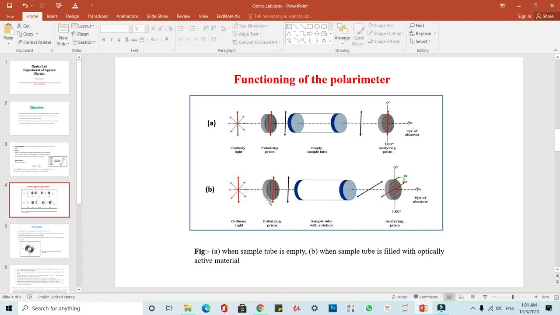But when the sample tube is filled with an optically active substance, as shown in figure 2b, the plane of polarization of the emergent polarized light changes. So we have to rotate the analyzer prism so that its plane of polarization coincides with the plane of the emergent light, so that we can get the maximum intensity transmitted through it. So we will rotate this analyzer through an angle alpha to obtain maximum transmitted light.